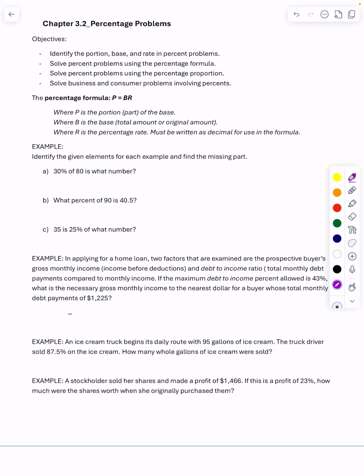The one thing that you want to remember is we never use the percentage in an equation. We want to make sure we always use the decimal equivalent.